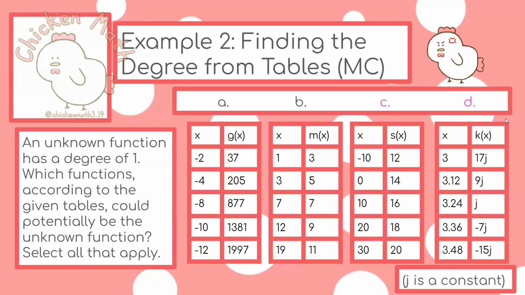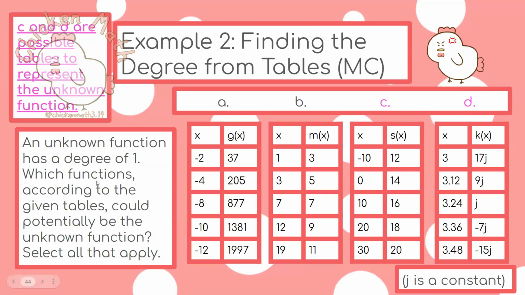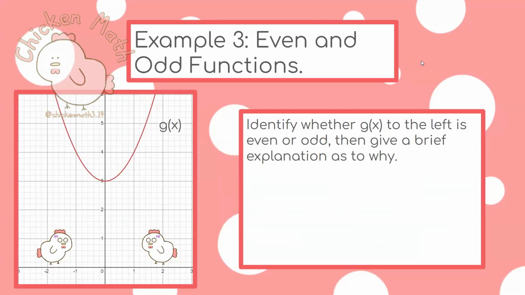So out of these 4 options, only C and D could possibly be the unknown function because they have a degree of 1. All right, next we're going to be looking at even and odd functions. So we're going to be looking for those relationships for even and odd functions.